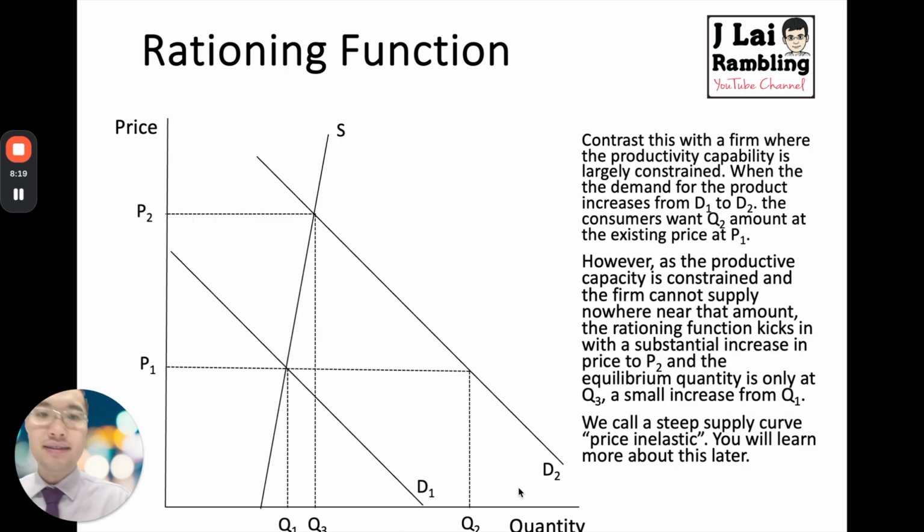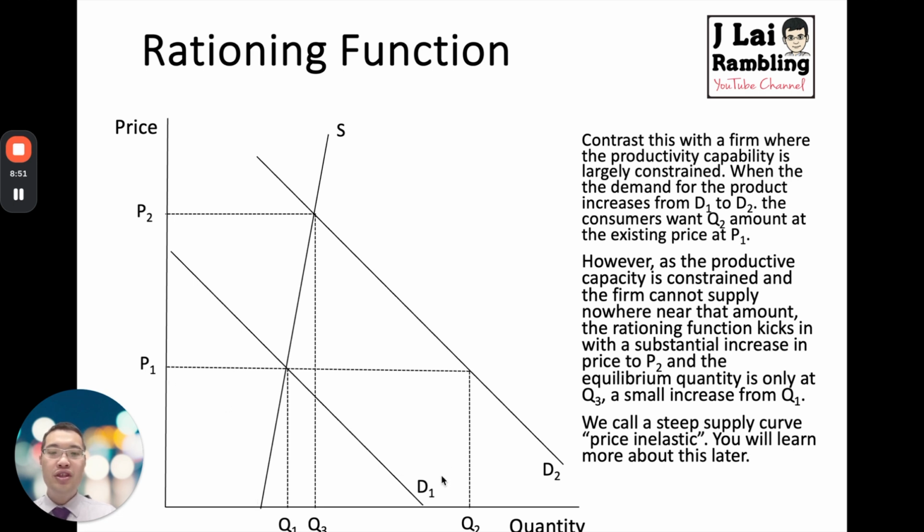Now, take a look at this. Where the productive capability is largely constrained. Here we're introducing a concept called elasticity of supply, where the steepness of the supply curve reflects the productive capacity of the firm. So here we have a firm which is very inelastic, very supply inelastic, meaning that the productive capability is very constrained. Okay.